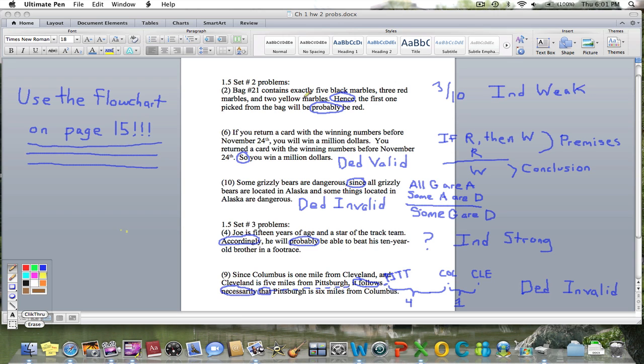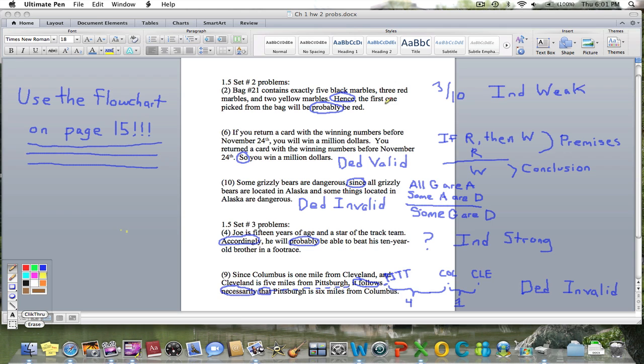Okay, I've circled the crucial logical words in problem number 2 right here. Hence, this conclusion indicator, tells us that the first marble picked from the bag will probably be red. That's our conclusion. The word probably in the conclusion tells us induction. That's the easy part. This one's overall, I would say, pretty easy.